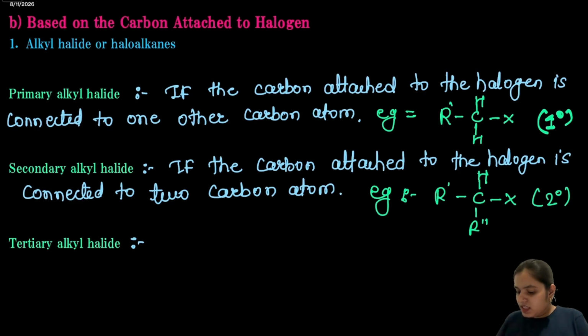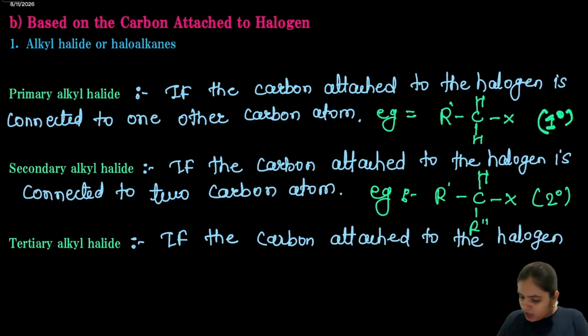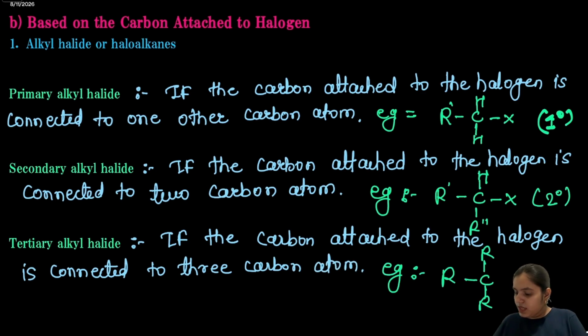Okay. Next is tertiary alkyl halide. So if the carbon attached to the halogen is connected to 3 carbon atoms, then it is called a tertiary alkyl halide. So the example of tertiary alkyl halide, we can represent it by 3.